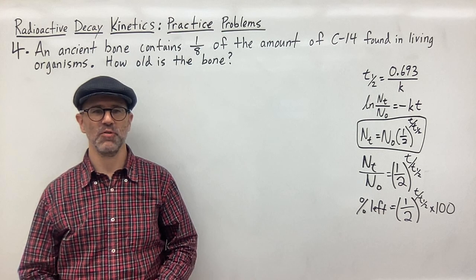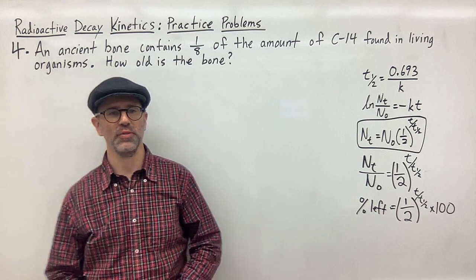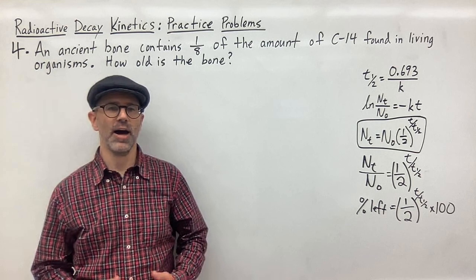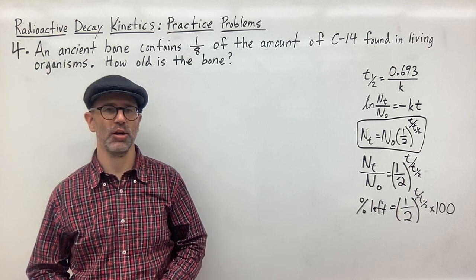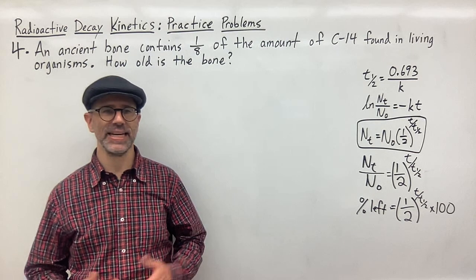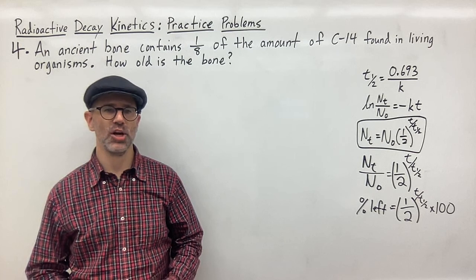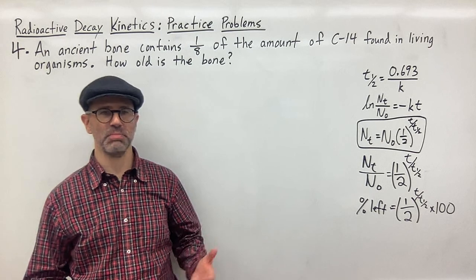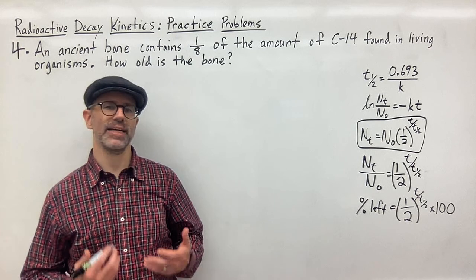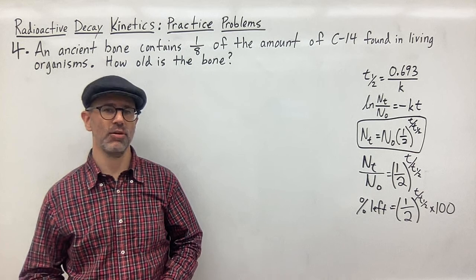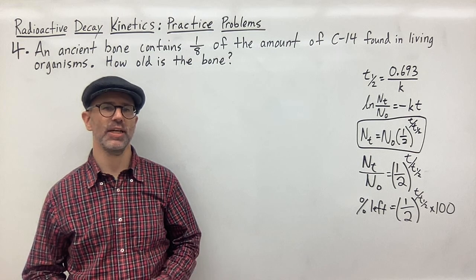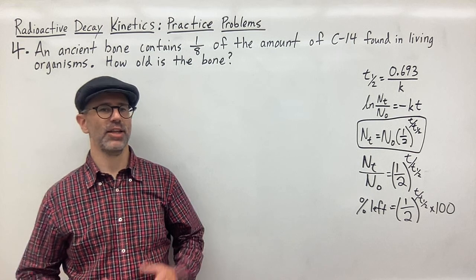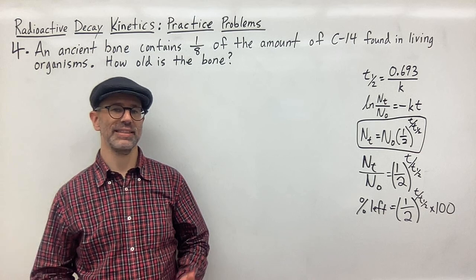My name is Mr. Cobalt, and in this video, I'm going to go over another problem on how to solve these radioactive decay kinetics type problems. In this problem, we're given an ancient bone, and we're told that it contains 1/8 of the amount of carbon 14 found in living organisms. And then they're asking us how old is the bone.